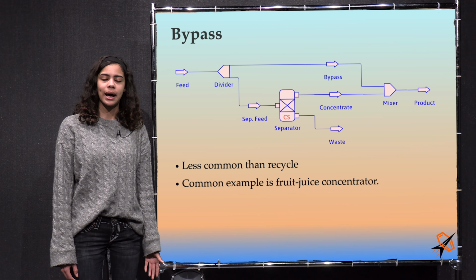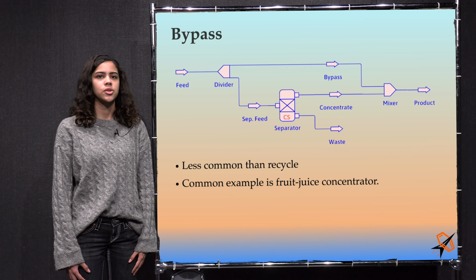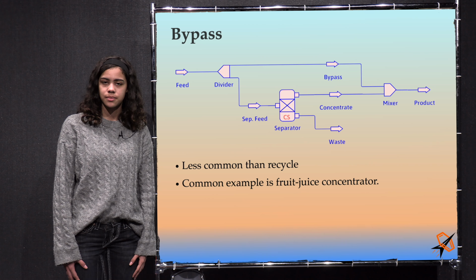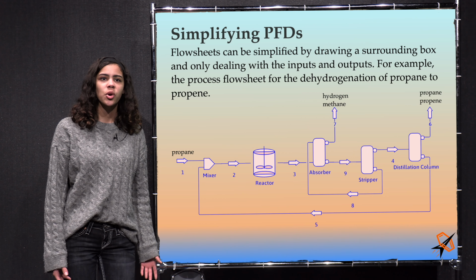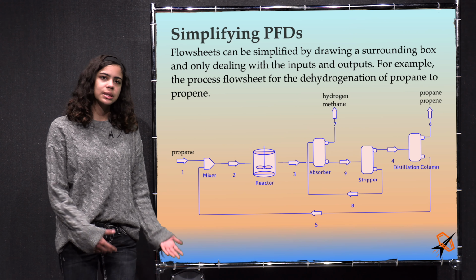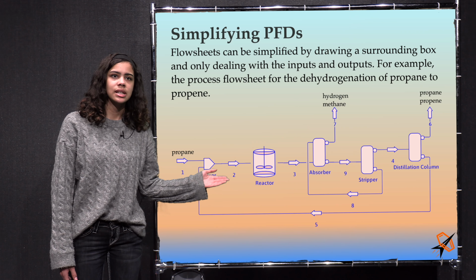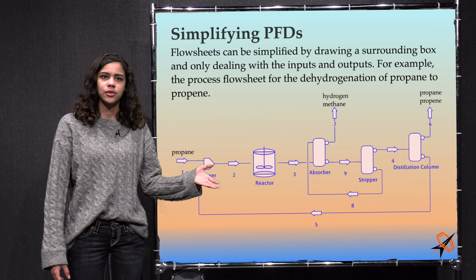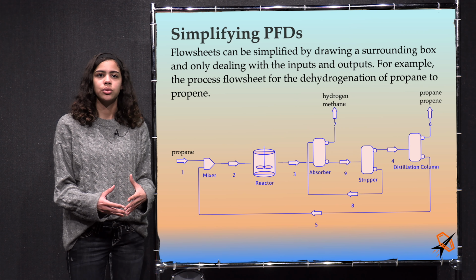The equations for bypass are fairly straightforward, since we've gone through the divider equations, the mixer equations, and the separator equations. You can often simplify process flow diagrams by separating portions of the PFD and looking at the inputs and the outputs. If you draw a bounding box around certain of the elements and only look at the inputs and outputs of those elements, you can combine multiple units to become a single conceptual unit.